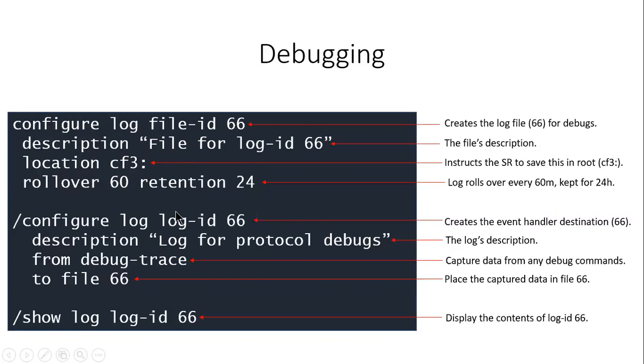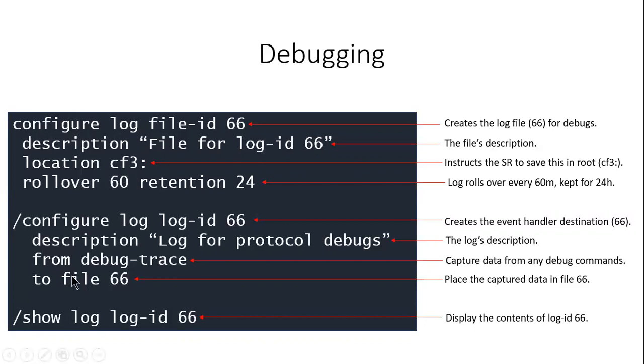So once we have our log file created, we'll go ahead and create our event handler. And that's going to be using the command configure log ID 66. And under here, we can also give it a description, which will say log for protocol debugs. Our two essential commands on the event handler are from, where we specify where we want the debug information to come from, as well as to, where we specify where we want the debug information, or the logging information, I should say, to be sent to.